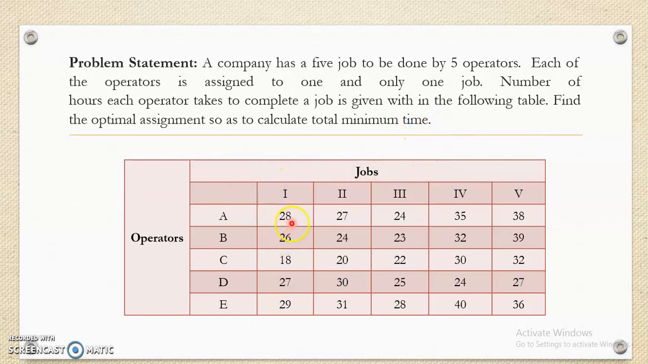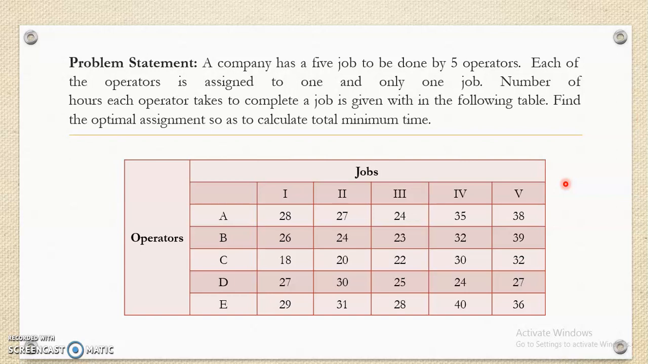In this table, the number of hours are given for a corresponding operator for performing the jobs. So this is our observation table. If we look at the number of rows and columns, this is a balanced assignment problem.